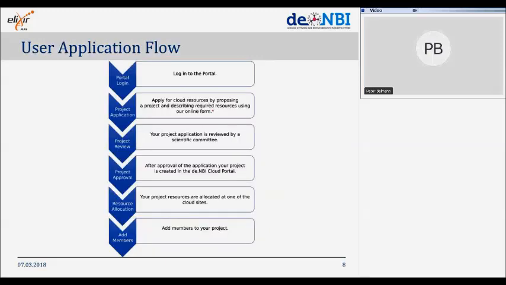So on the next slide is the typical user workflow of a deNBI cloud user depicted. So in general, the idea is that the principal investigator of a German university or research facility logs into the portal and applies for a cloud project by first accessing this portal and submitting an application. So this application then is checked by a committee, and once it is approved, the PI and also any other member can access OpenStack and start working in the cloud.